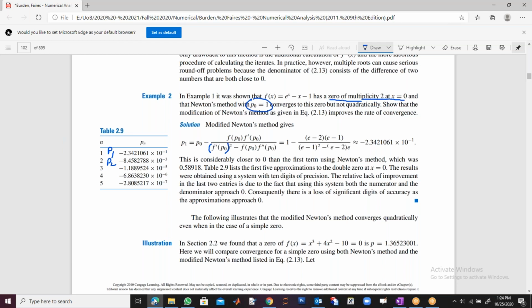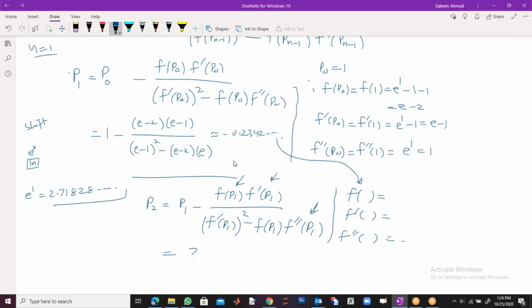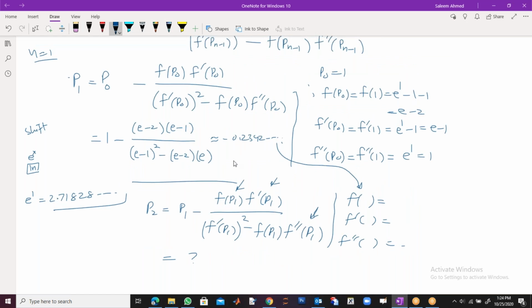So just check, at least try one iteration. After P1, if you can get P2 correctly, it means you know how to use this formula. That will be enough. But for your practice, you can do more iterations. Of course, the more you do, the better you will get at these things.